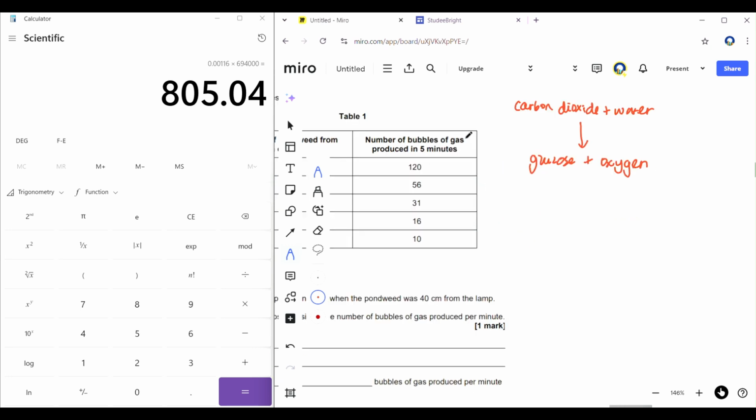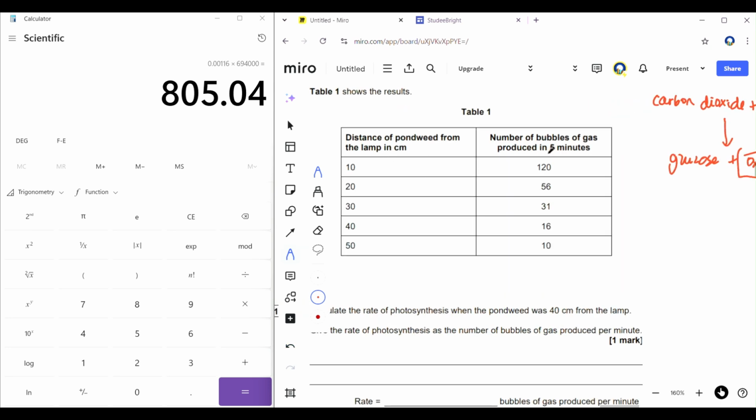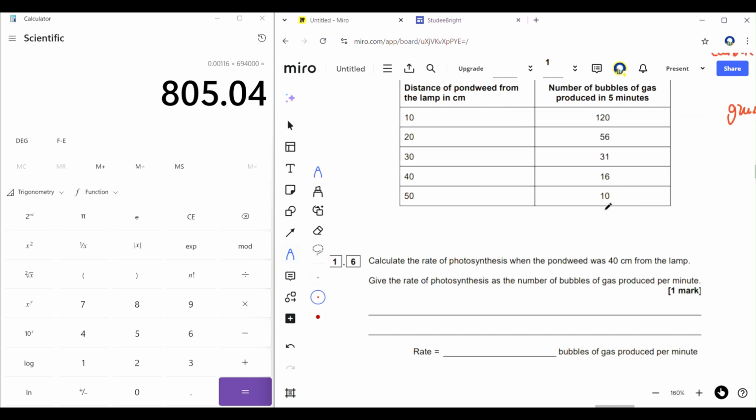Right, so number of bubbles of gas produced in 5 minutes. Now, the gas that is being produced here is oxygen. These gas bubbles are oxygen. And you've got it here that at 10 centimeters, when it's really close to the lamp, it's 120 bubbles of gas, but when it goes up to 50, it decreases. So you can see a decreasing pattern in here. Let's have a look at what the question is now.